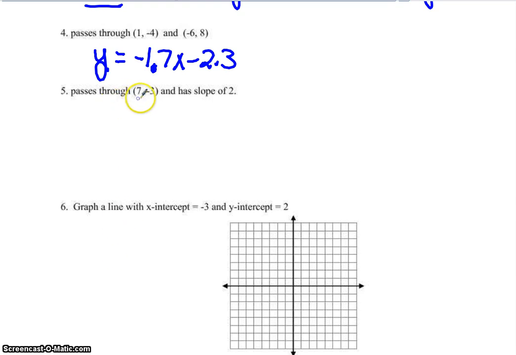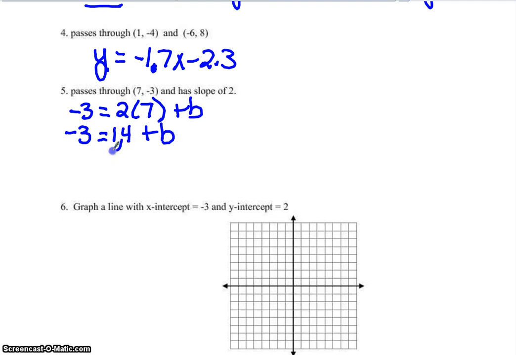If it passes through 7, -3, and has a slope of 2, y is -3, equals your slope is 2 times x is 7 plus b. -3 is equal to 14 plus b. You need to move the 14. It's very important that you remember when you cross that equal sign, you have to do the opposite. 14 is positive, therefore you subtract it. -3 minus 14 is -17 equals b.